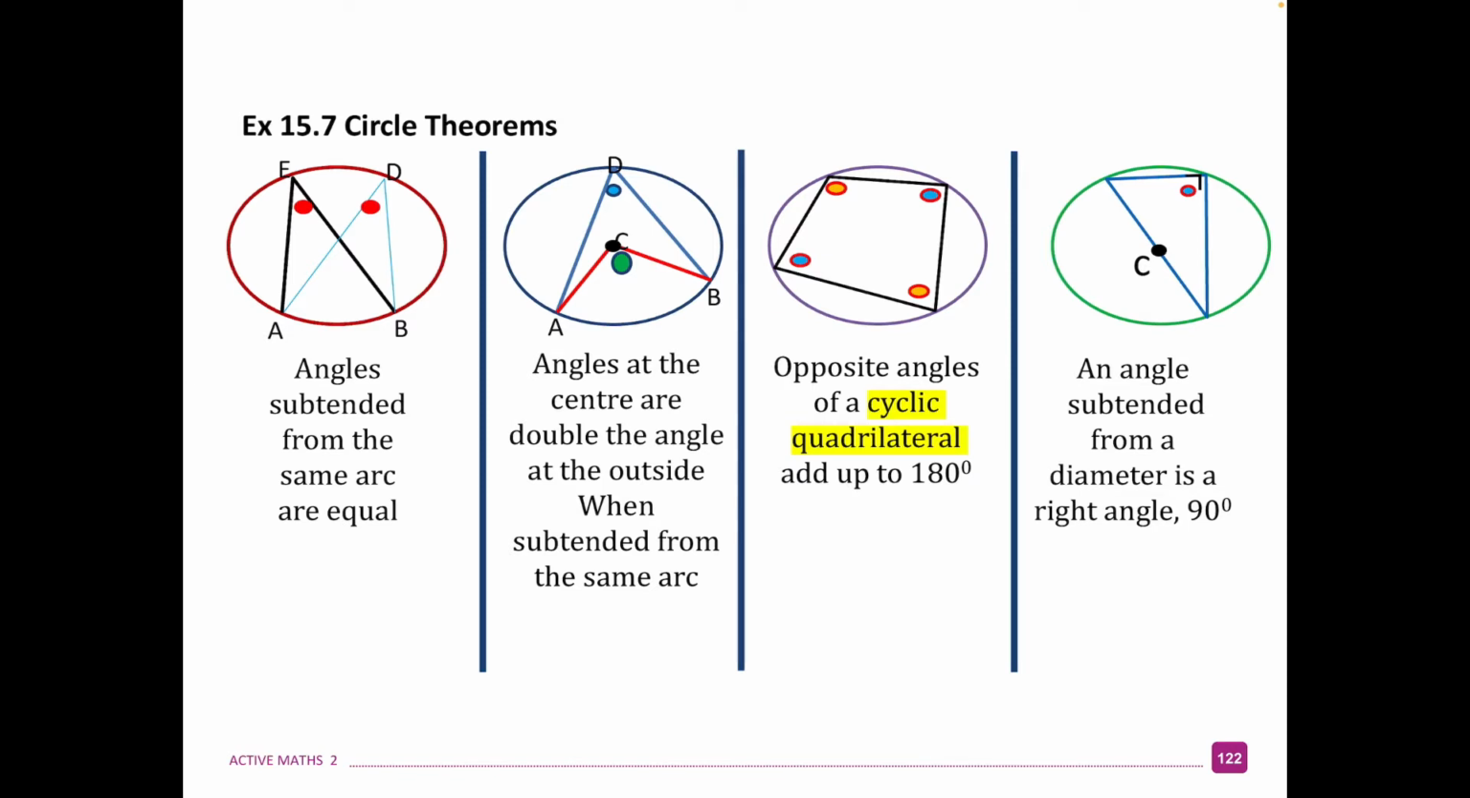So theorem 1, angles subtended from the same arc are equal. Theorem 2, angles at the centre are double the angle at the outside when subtended from the same arc. Opposite sides of a cyclic quadrilateral add up to 180 degrees. And an angle subtended from a diameter is a right angle, 90 degrees. Okay, so when we're doing these questions, you must look back at these theorems and see which one of them you can use to solve for the unknown angle.